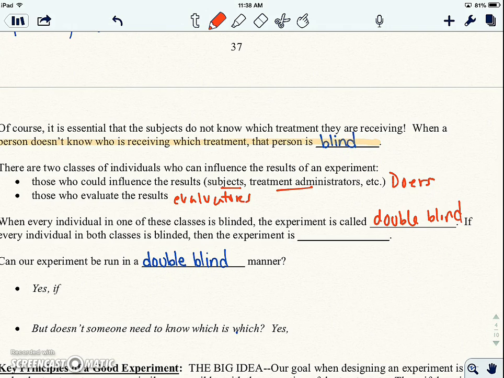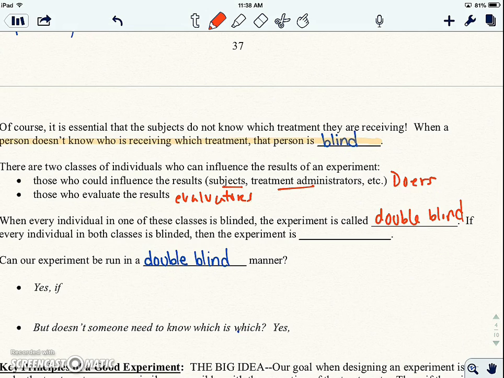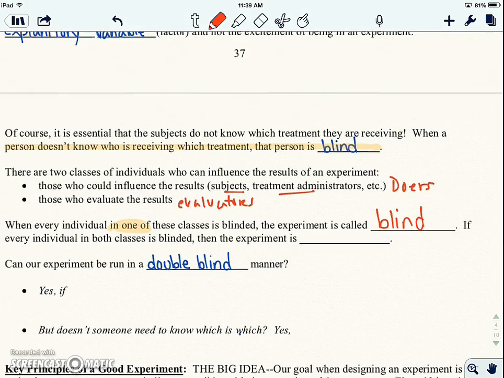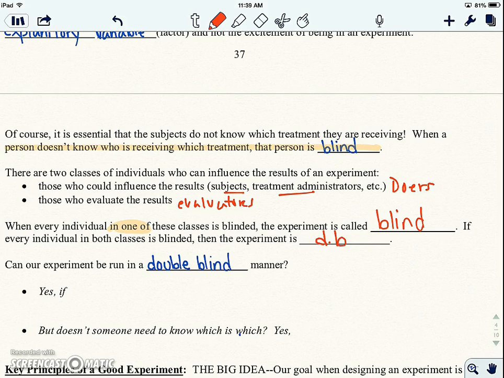Okay, and let me read it again because the bell rang. When every individual in one of these classes, so both the evaluators and the people doing it, don't know who had the placebo or who had the caffeine, it's called double blind. Oh, I read that wrong. If every individual in one of the classes, just one of the classes, then it's blind. If it's both of the classes, then it is double blind, okay?